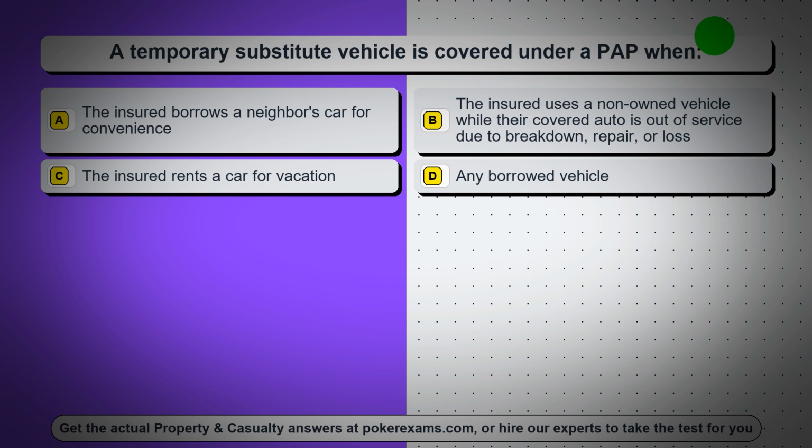Question 11. A temporary substitute vehicle is covered under a PAP when, Option A, the insured borrows a neighbor's car for convenience. Option B, the insured uses a non-owned vehicle while their covered auto is out of service due to breakdown, repair, or loss.